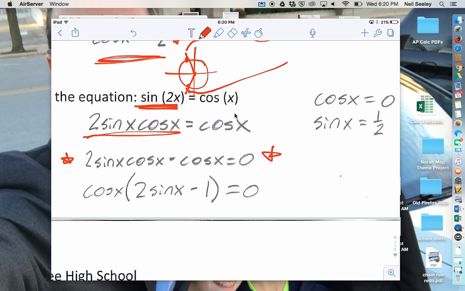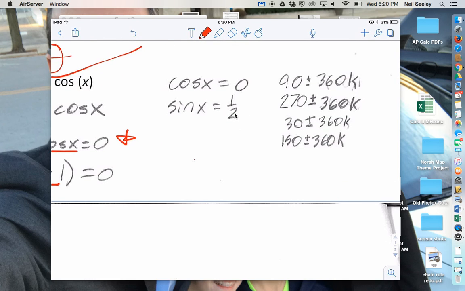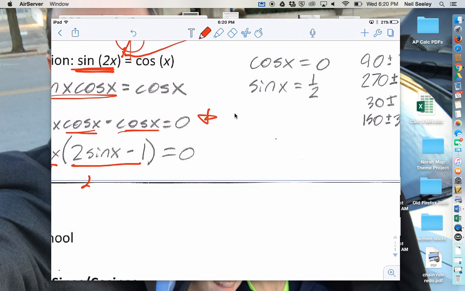Get it on one side, set it equal to 0, and then factor out what they have in common, which is cosine. If we factor out the cosine of x, you're left with 2 sine x minus 1. When you're in factored form, something set equal to 0, you can set each of the factors equal to 0, which is written over here: cosine of x equal to 0. And if you set 2 sine x minus 1 equal to 0, you add 1 to both sides, so 2 sine x equals 1, and then divide by 2. Sine x equals 1/2, and that's what you're seeing over here to the right.